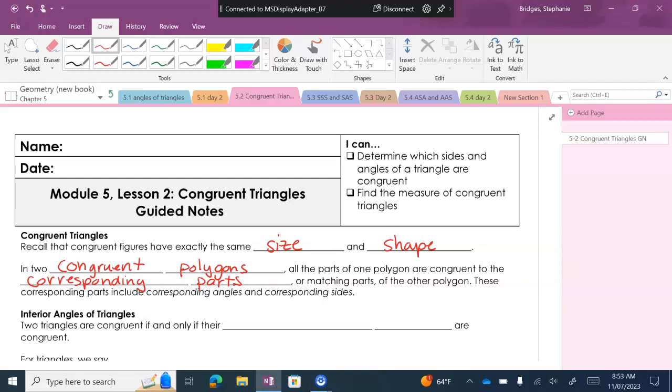In two congruent polygons, all of the parts of one polygon are congruent to the corresponding parts, or the matching parts, of the other polygon. These corresponding parts include corresponding angles, so angles that are in the same position, and corresponding sides, so sides that are also in the same position. Okay, so if I have this triangle congruent to that triangle, then the angles that are in the same position are equal to each other, and the side lengths that are in the same positions are equal to each other. Everybody okay with that?